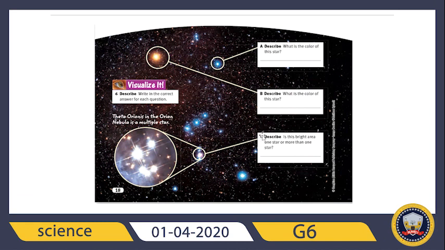So what about C? Is this bright area one star or more than one star? We can see here the same area has been magnified. This area looks like it's one star, but actually it contains multiple stars, as we can see here. So it's more than one star, and we'll see what this area is exactly, and how these multiple stars are formed.